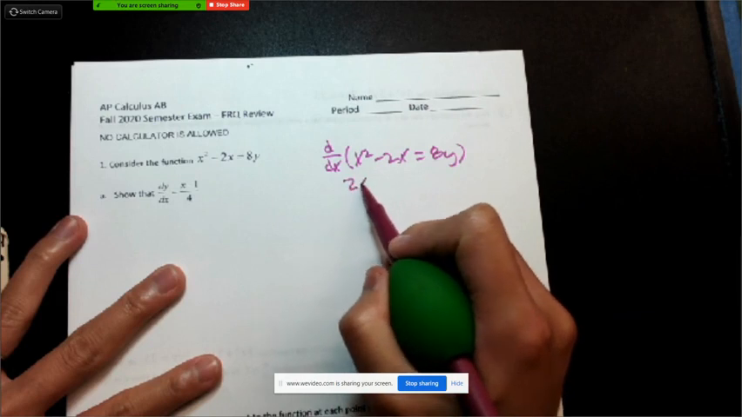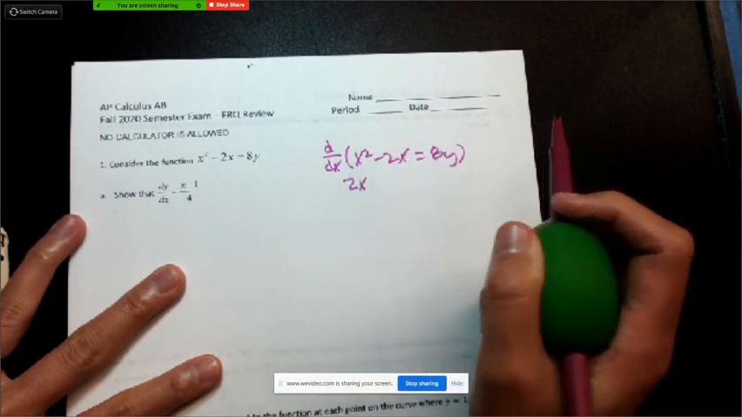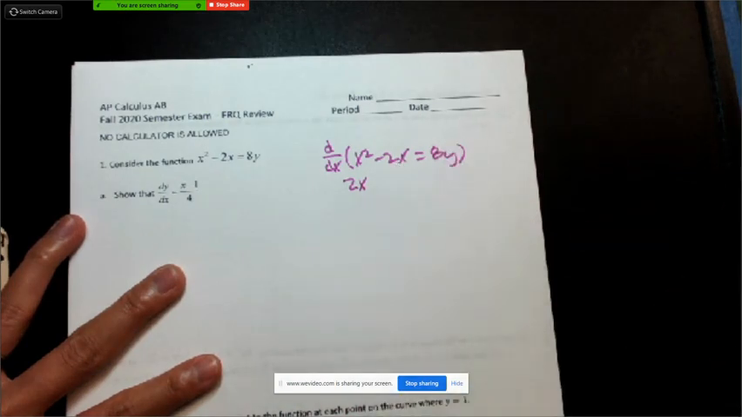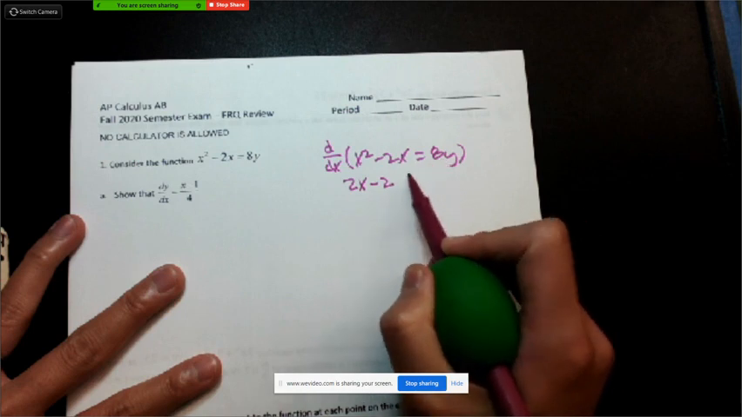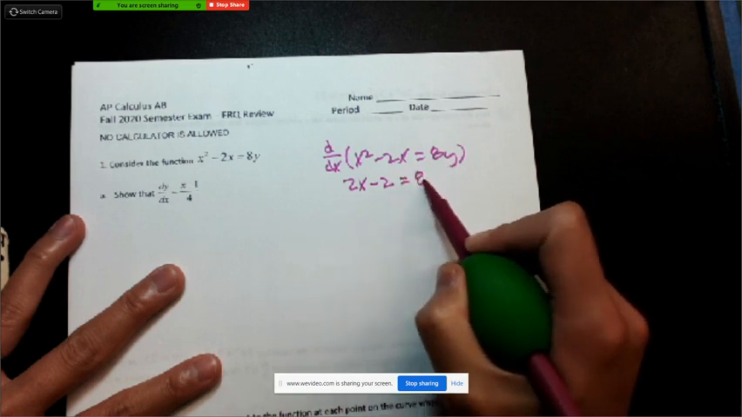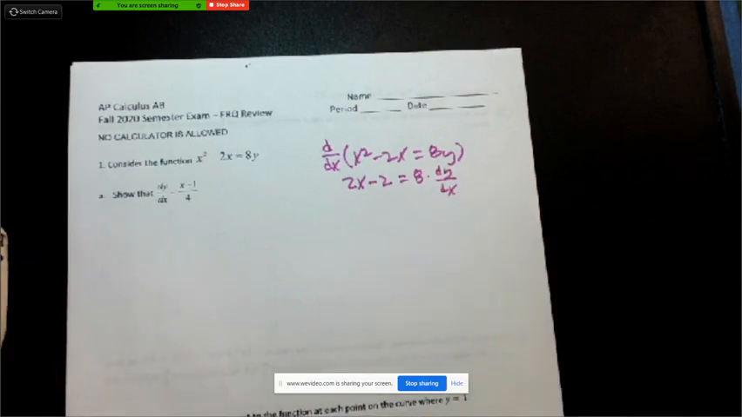2x. Since that is my x, I don't have to write d whatever over d whatever. My second one was the derivative of negative 2x. Negative 2. And what is the derivative of 8y? 8 times dy over dx. If that letter does not exist, you have to write that on there. So let's see if we're almost there.